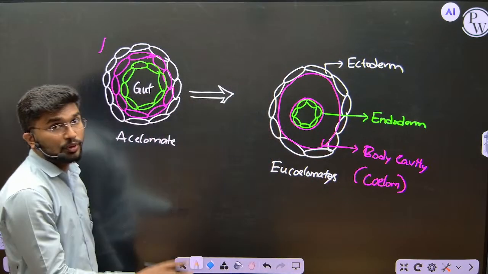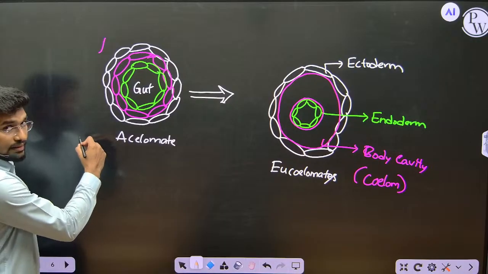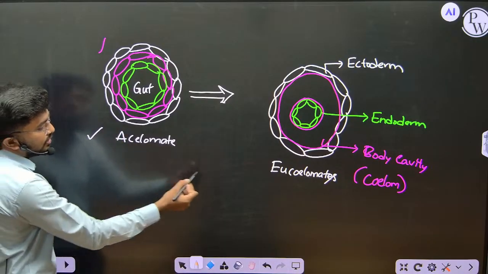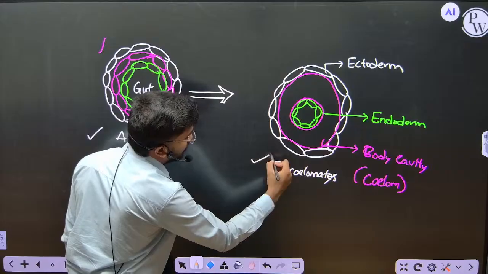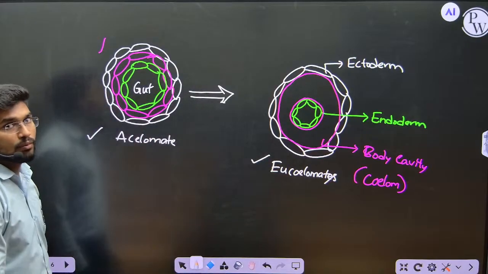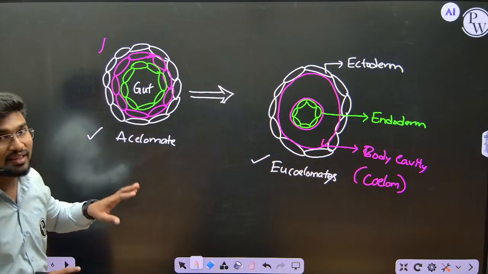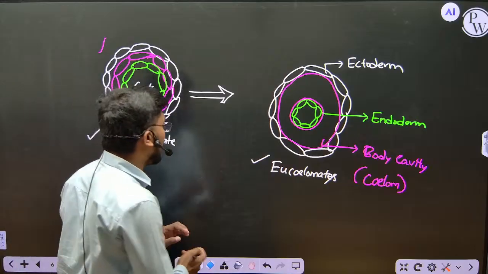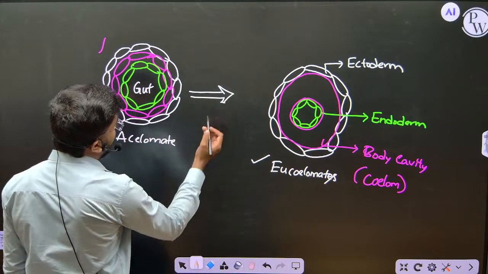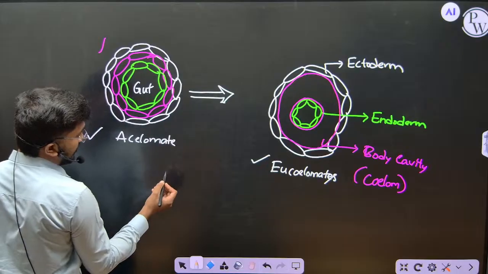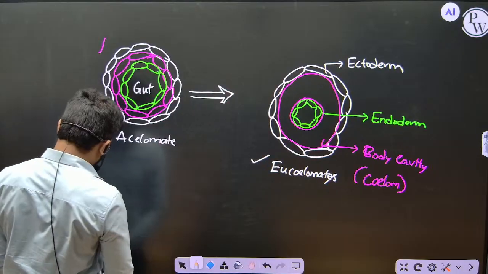Okay, I hope you are clear with this. Coelom is absent, those are called acoelomates. Coelom is present, those are called eucoelomates. In our book they are talking about another type of coelom, that is called pseudocoelom. So the third type of coelom is called pseudocoelom.